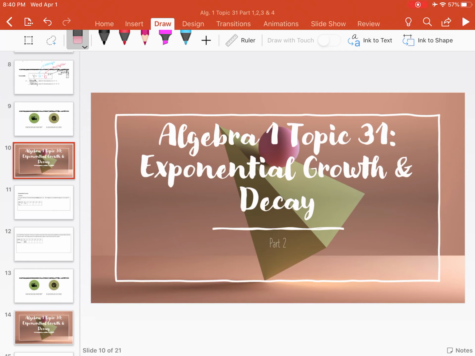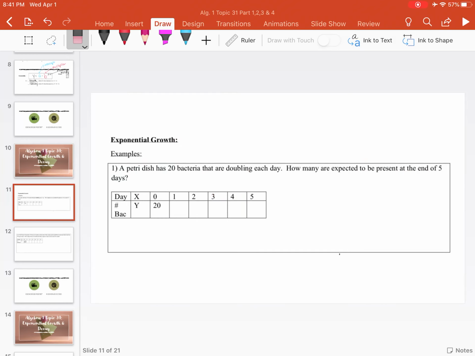Welcome back to Topic 31 for Algebra 1, Exponential Growth and Decay Functions. So in Part 2, we're going to look specifically at exponential growth functions. And we're going to start by looking at some word problems. I know, your favorite. For number 1, a petri dish has 20 bacteria that are doubling each day. How many are expected to be present at the end of 5 days?